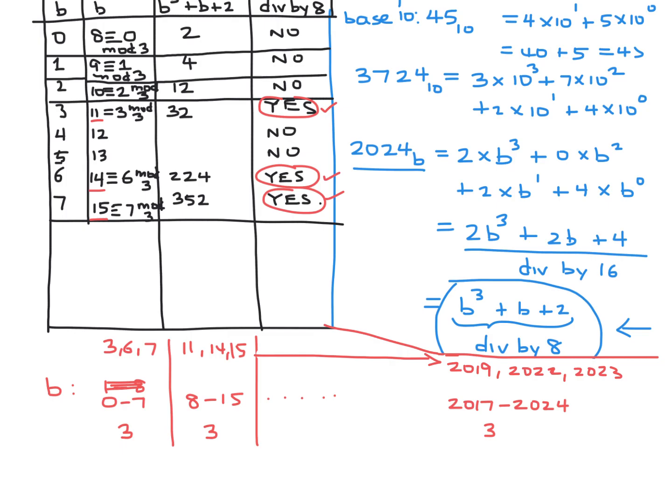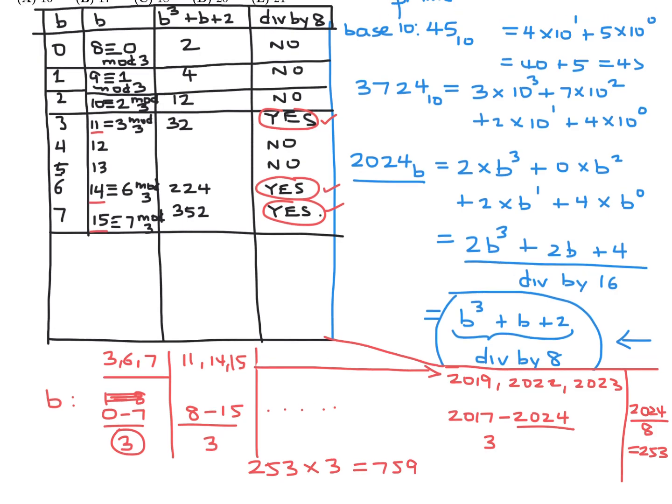So how many groups are there? 2024 divided by 8, because each of these are groups of 8. Let me just do it on the side here. That's 253. So we have 253 groups of 8, and for each group we have 3 that would satisfy our equation. So that's 759. That's how many values.